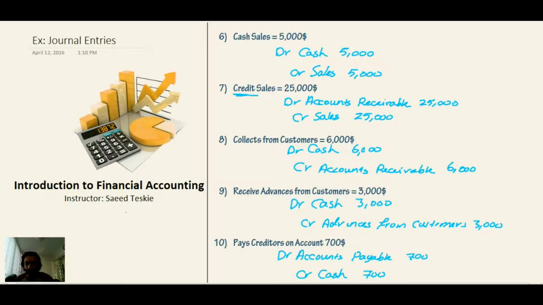You notice that in each transaction the sum of the debit and the credit should be the same. Here we credit for 25,000 and we debit for 25,000. There shouldn't be any difference. You can't credit sales for 6,000 and debit cash for 5,000. It has to be equal. The total credit should be equal to the total debit.